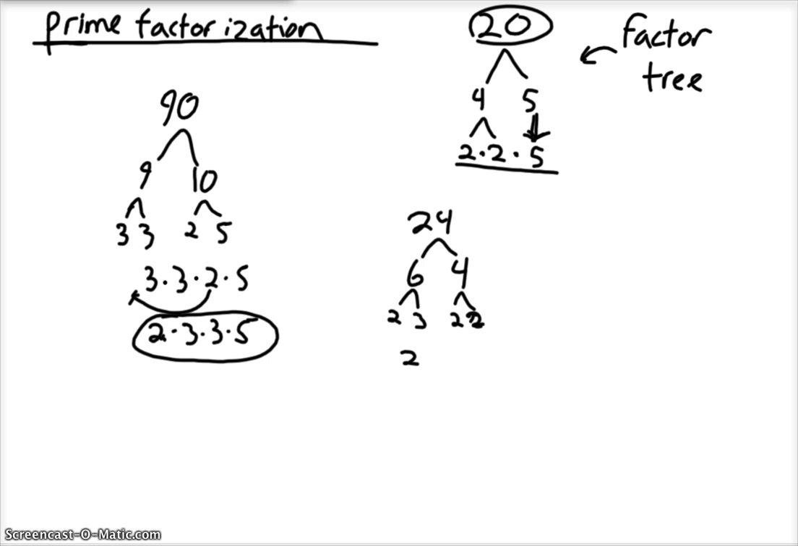So I have 2 occurring 3 times. Whoa, what am I doing? 3 times. I was thinking 3, so I wrote 3. So we have 2 times 2 times 2 times 3. Now thinking back to what you learned yesterday, what can we do about this? How can we make it smaller so we don't have to write as much?